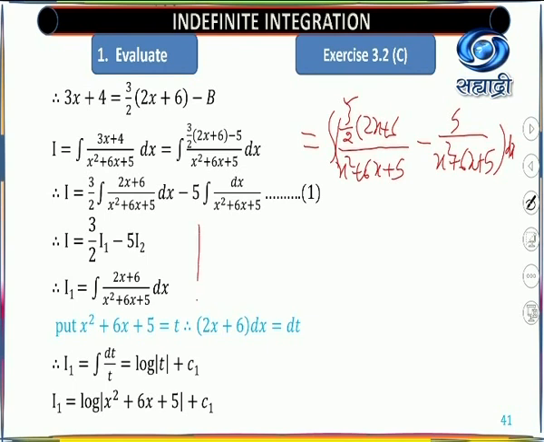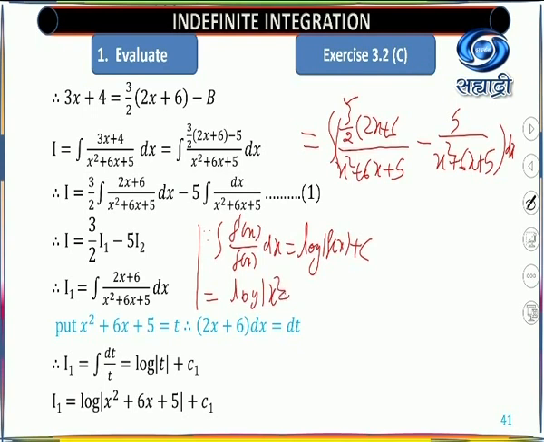Or you are able to use here the formula: integration of f dash of x upon f x dx is equal to log of mod of f x plus constant of integration. So directly here you are able to write log of mod of x square plus 6x plus 5 plus constant of integration. These two methods you are able to use here to find I1.